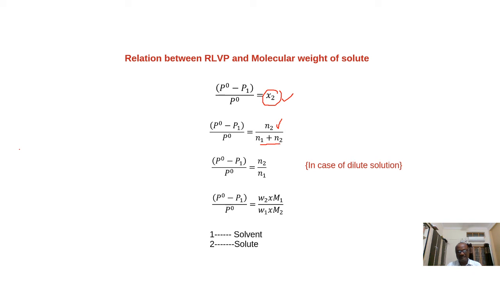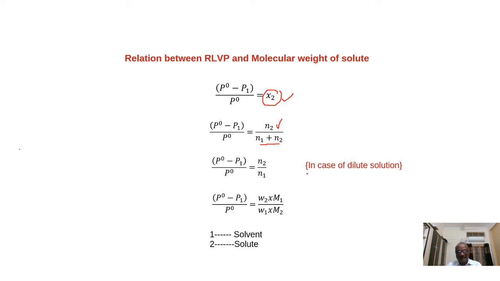It is a binary solution, that is why it contains only two components. One is the solvent, the second is the solute. So X2 can be written as N2 by N1 plus N2. What is mole fraction? It is the ratio between the number of moles of a component to the total number of moles present in that system. So X2 is equal to N2 by N1 plus N2.